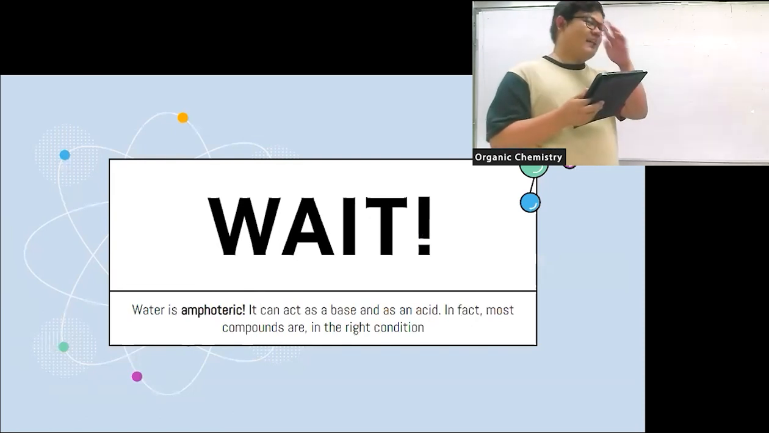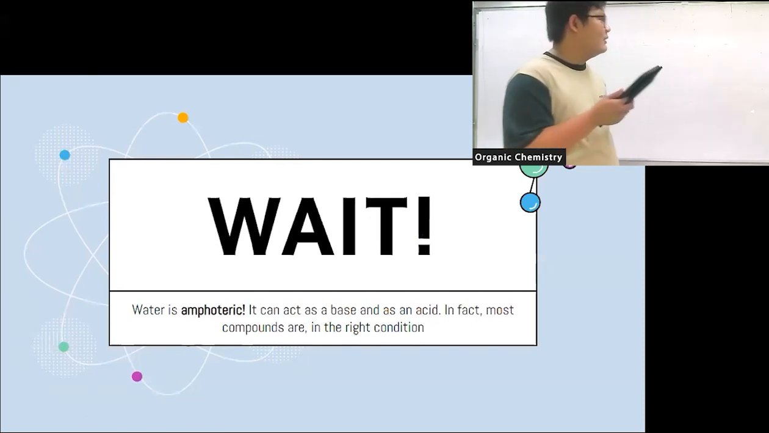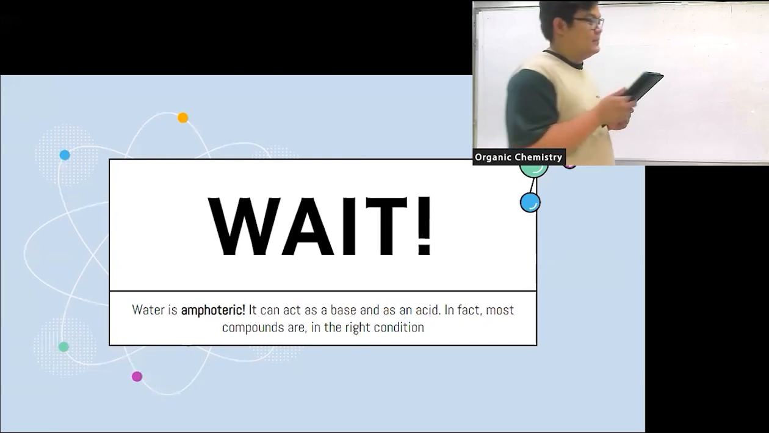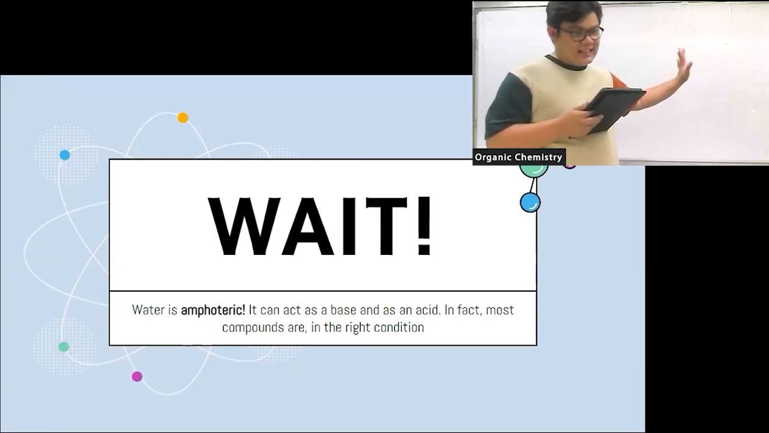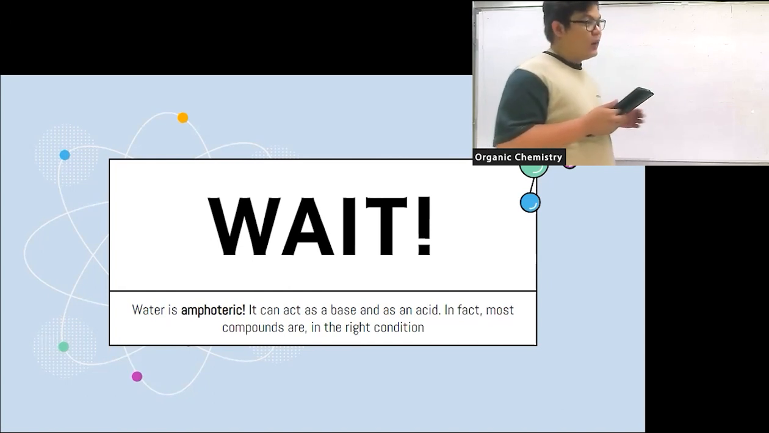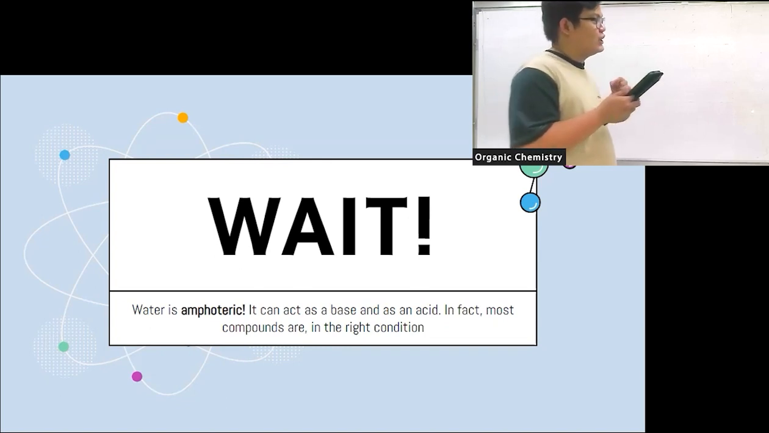And as you can see from the example, let's pause for a bit. Water is amphoteric. It means it can act as an acid or as a base. Sa previous slide natin, nakita natin una, nag-act yung water as a base. Kinuha niya yung proton ng hydrochloric acid, HCl. Meanwhile, sa number 2, kinuha naman siya ng proton ng isang negatively charged na oxygen atom.